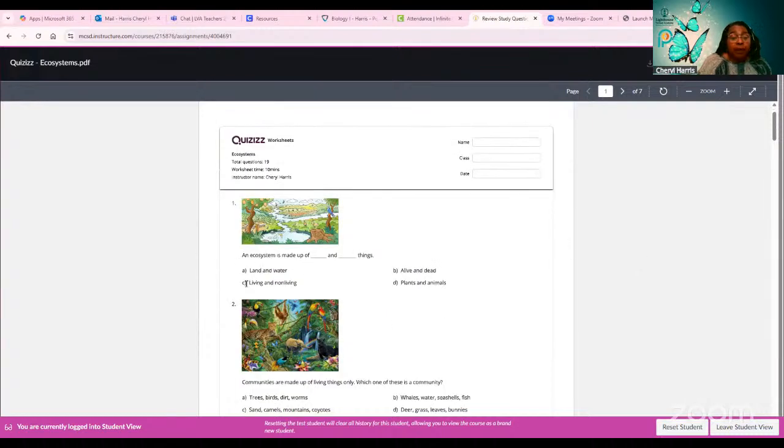All right. First one, an ecosystem is made up of two things. It is made up of living things and non-living things. So C is the correct answer for this one.